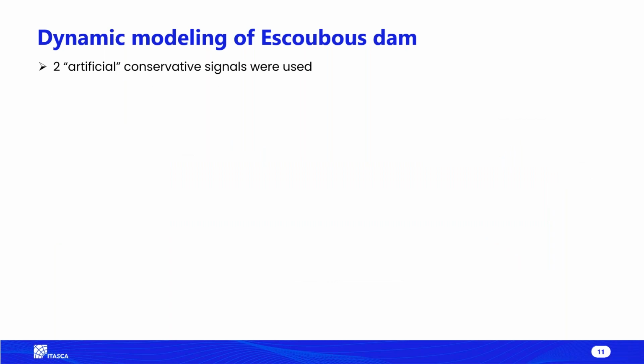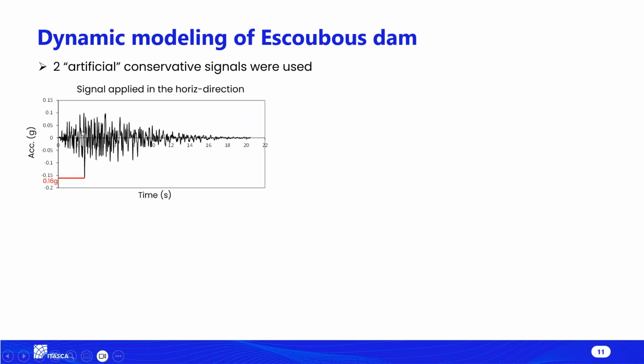For the signal that was applied at the base of the foundation, two artificial conservative signals were used. The first signal, we can see it here, is characterized by a 0.16 g PGA, a dominant frequency from 5 to 7 Hz, and a strong phase duration of about 10 seconds. This signal was applied in the horizontal direction, which is the X direction in our model.